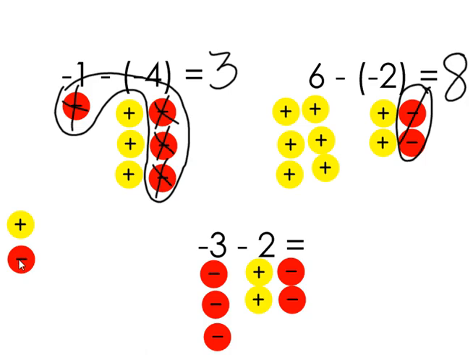And when I take away 2 positives, there are 5 negatives left over. So negative 3 minus 2 is negative 5.